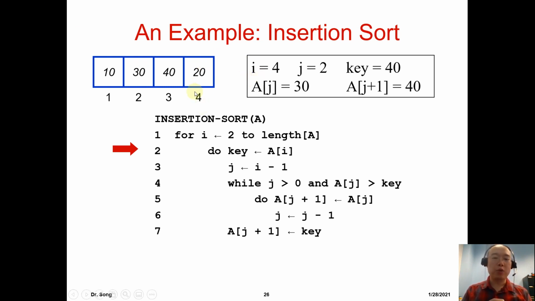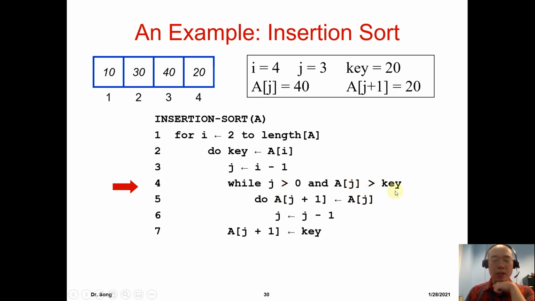So we are trying to expand the sorted portion by 1 again to include the last value, which is 20. And then key is 20. 20 is the value I want to insert into the sorted portion. And then, well, j is i minus 1, so j will be 3. And then let's check this condition. Well, j greater than 0, okay, that's true because j is 3.